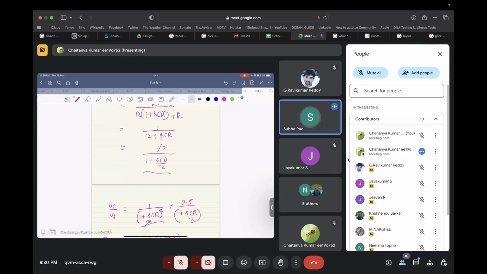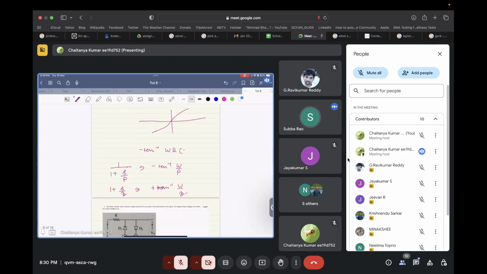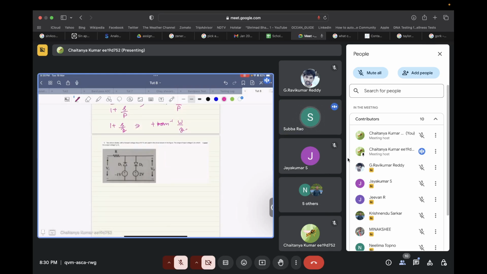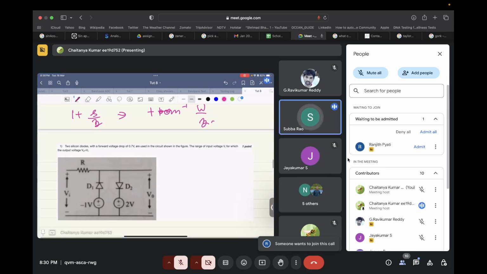Is it clear? Okay, sir. Now we will solve a few questions of this particular week also. The first question is: we have the circuit over here. What does the circuit look like, and what might be its function?